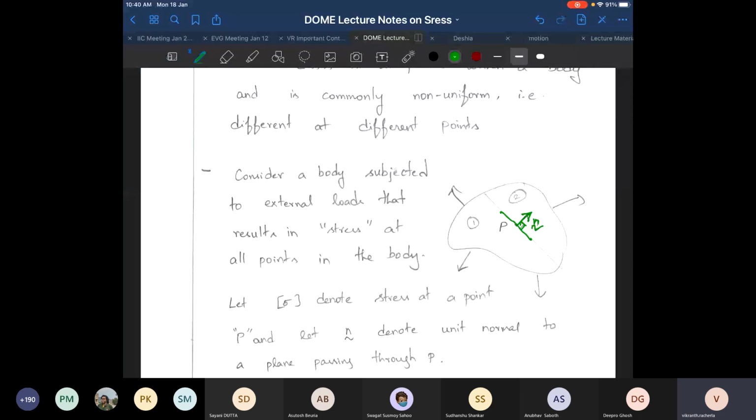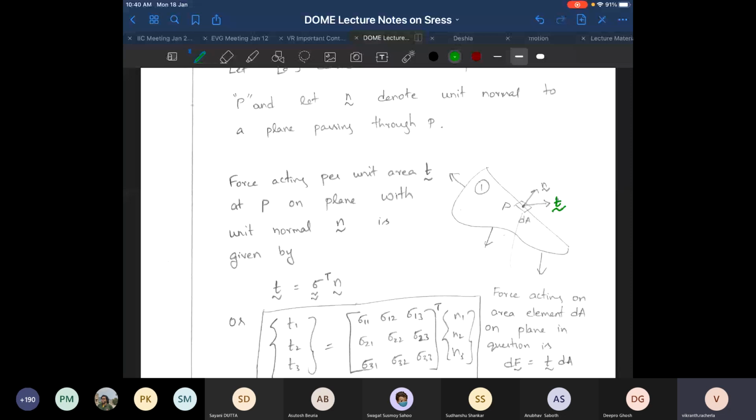Now I'm interested in knowing, if I separate them out and draw the free body diagram, what is the force per unit area acting on this plane at this point? That is called traction, and it is denoted by T. In general, this force per unit area need not act along the normal, it can act along any direction. So it will have a normal component and a shear component, tangential to the plane.